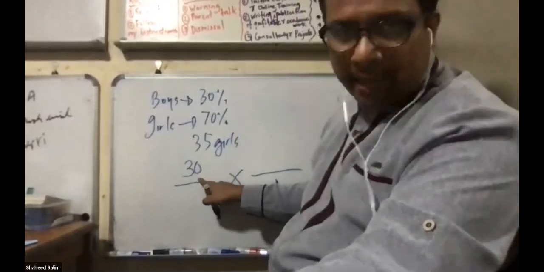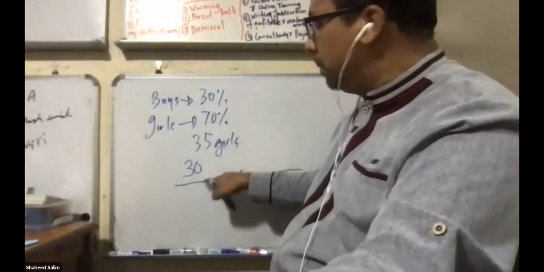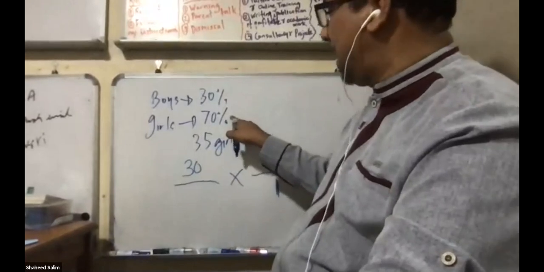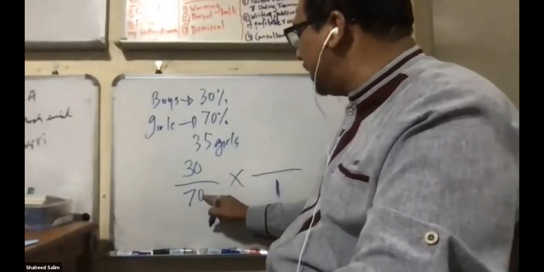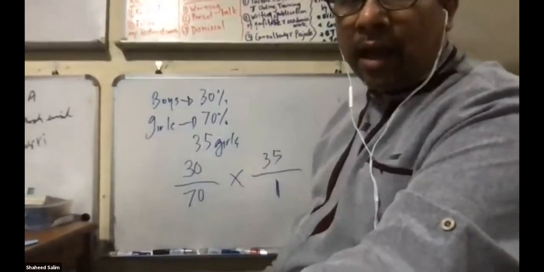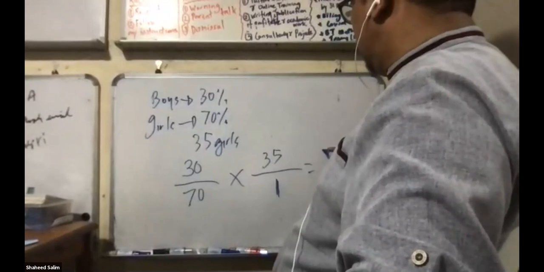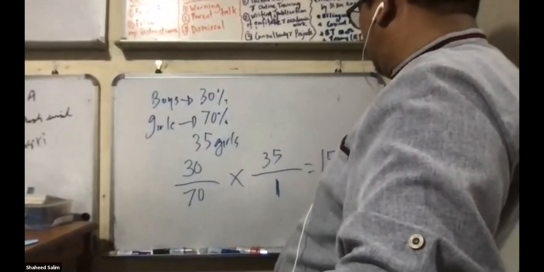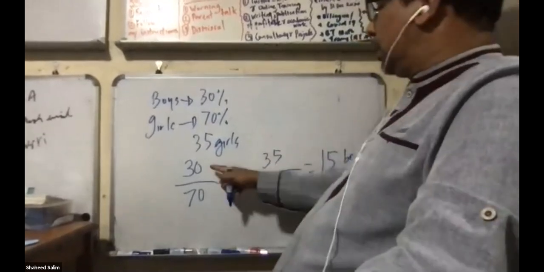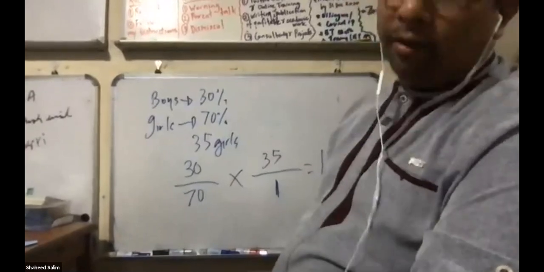Do you write percent here? Is this percent? Percent. Below you must write percent also. Which one do you write? Must write the 70%. This 70% is equal to 35 girls. You put this inside your calculator, you type, you will get your answer. And your answer will give you 15 boys. You try, use your calculator, try. 30 divided by 70 times 35, you will get 15.